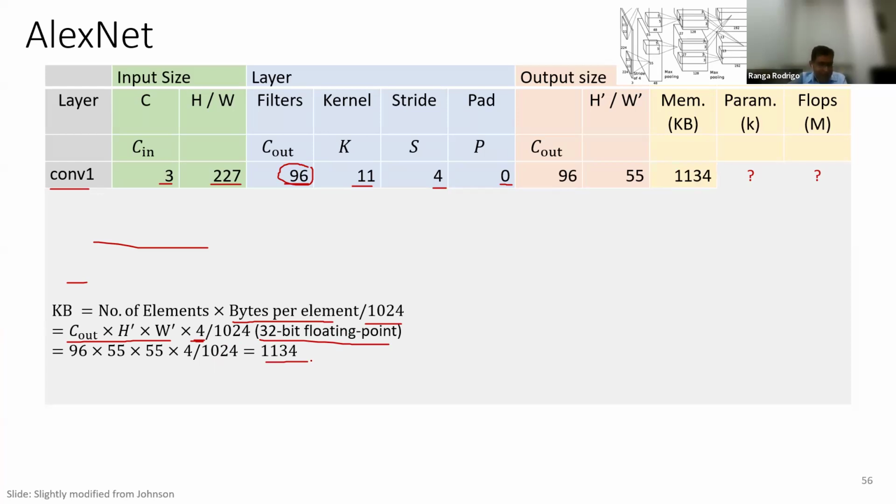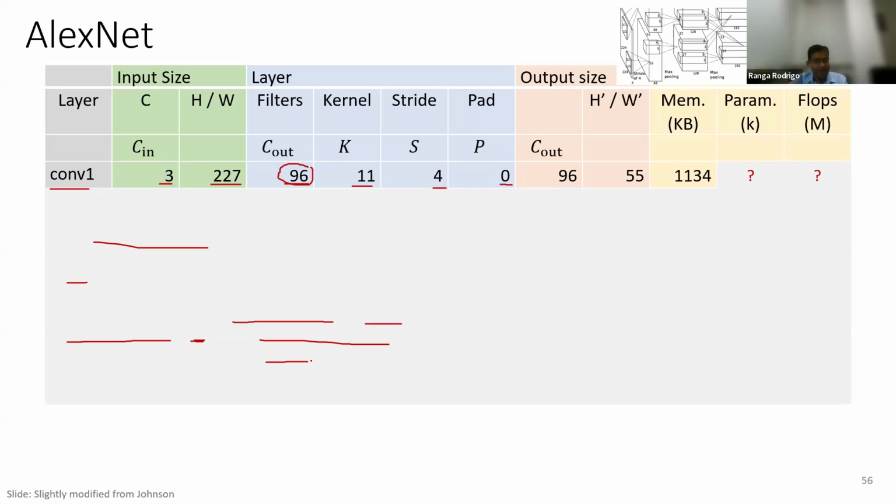How many parameters? You just have to consider the number of kernels, the kernel size, and the input number of channels to compute the number of parameters. So let's do that calculation also.